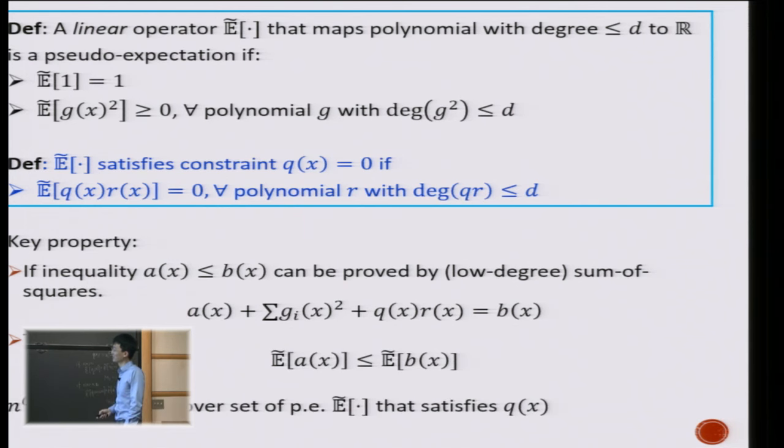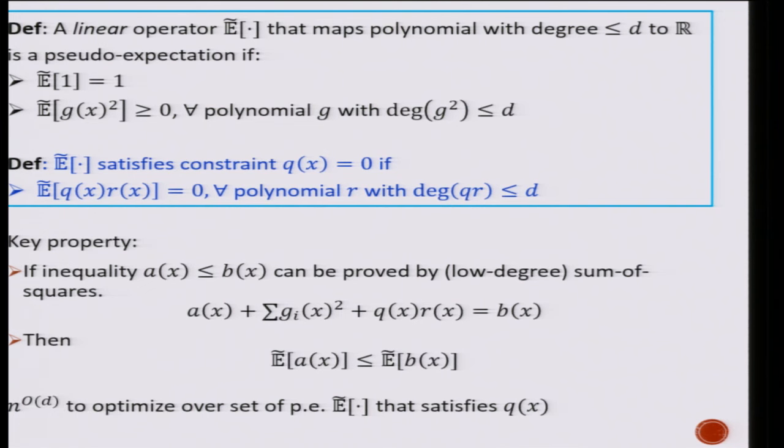Just to mention that the runtime is going to be n to the O of d. That's why we want to keep d constant, so that it's a polynomial time algorithm. And so we can search over all the possible pseudo expectations that satisfy some constraints.